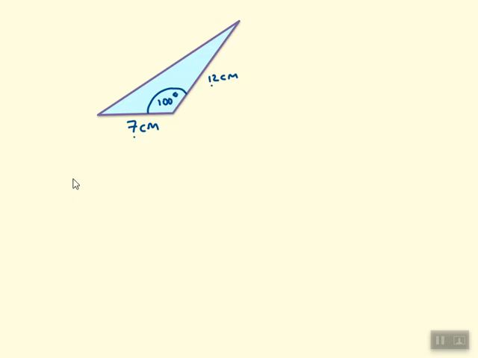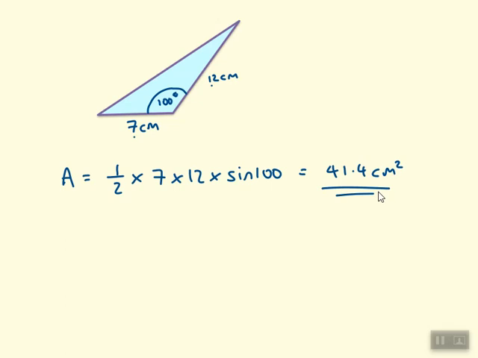Okay, so this is what you should have done. The area is equal to a half times 7 times 12 times sine of 100. Let me do that now. Half times 7 times 12 times sine of 100. So you should have got 41.4 centimeters squared to 1 dp.